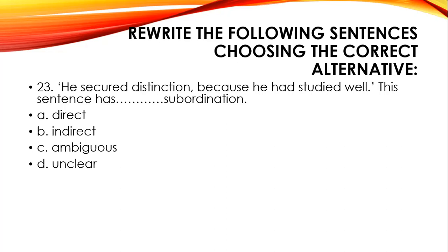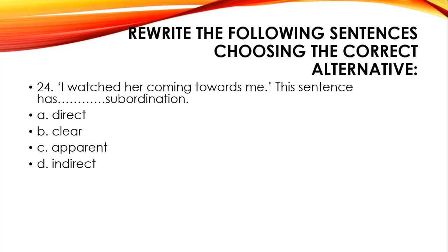He secured distinction because he had studied well. This sentence has dash dash subordination. Option A, direct. Option B, indirect. Option C, ambiguous. Option D, unclear. And the correct answer is option A, direct. He secured distinction because he had studied well. This sentence has direct subordination.